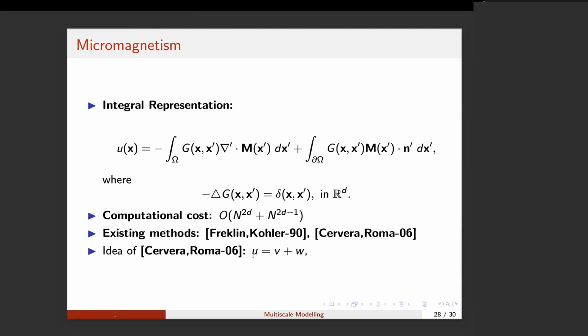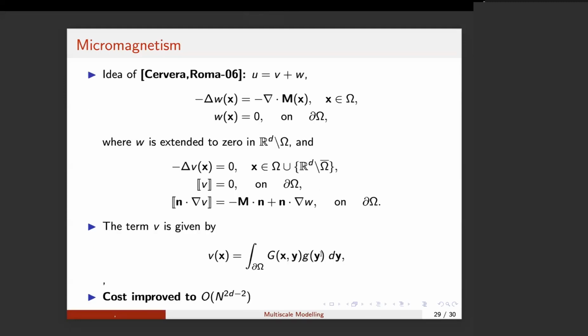And I would like to just quickly mention the method of Garcia, Cabrera, and Romero from 2006. And that is based on splitting the solution U into 2 parts, V and W, in the following form. So here, essentially, we have 2 PDEs. The first one is just a Dirichlet problem over a bounded domain, omega. And the second one is an infinite domain problem, but the solution can be represented by an integral representation here. Here, G means this, okay?